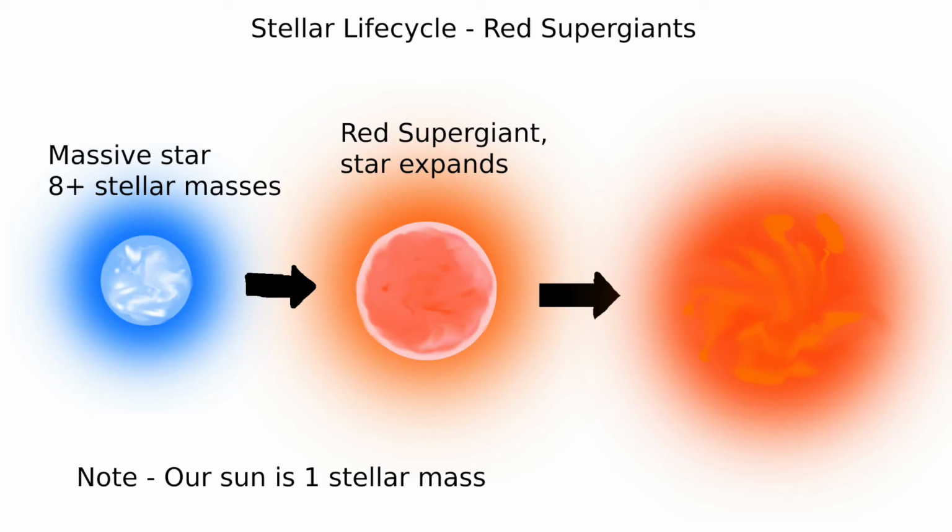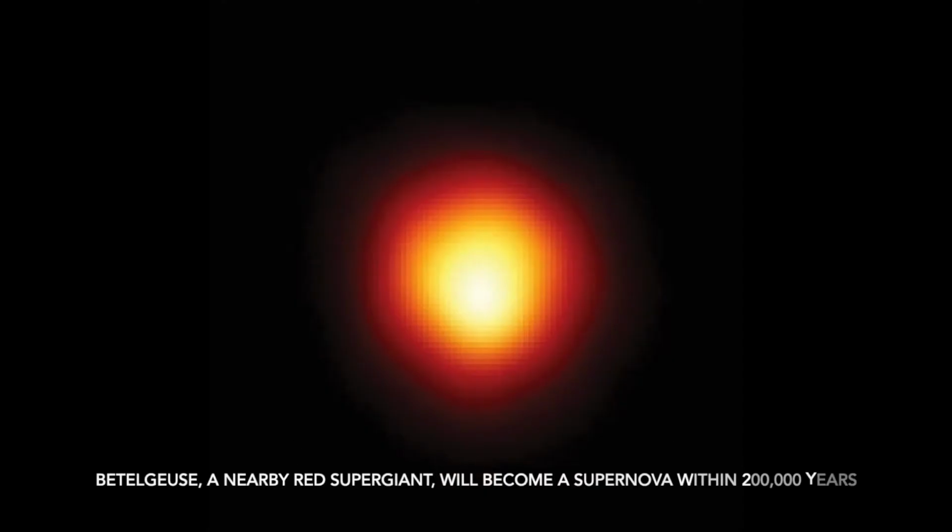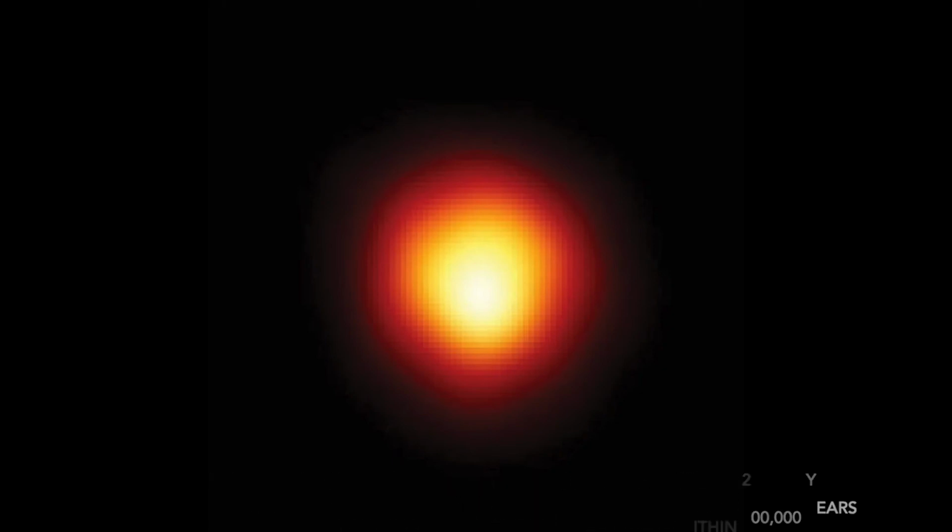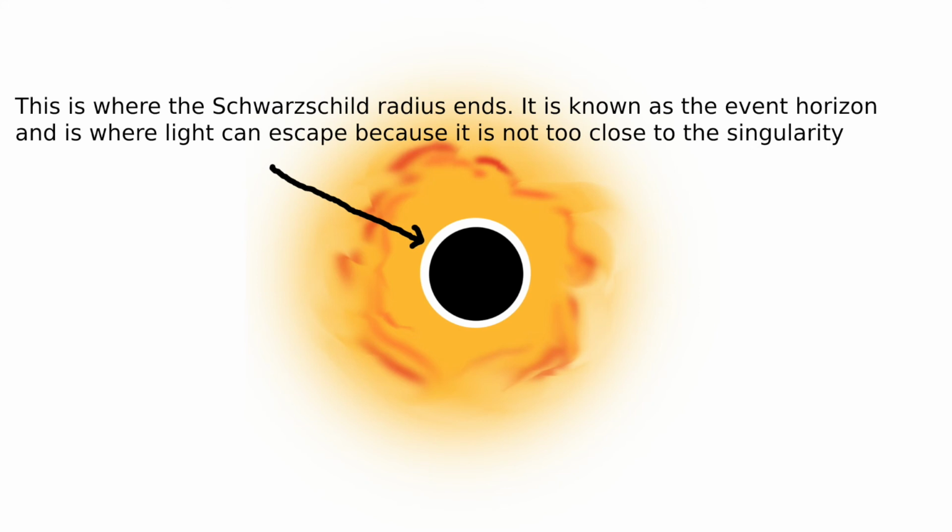Most detectable black holes are formed from large stars with stellar masses that dwarf the single stellar mass of our Sun. In order for these black holes to form, they usually erupt into violent supernovae. This is followed by a collapse when the star's matter compresses and compacts into a smaller volume. Betelgeuse, a nearby red supergiant, will become a supernova within 200,000 years. In stars like our Sun, the star would collapse into a red dwarf after expansion.